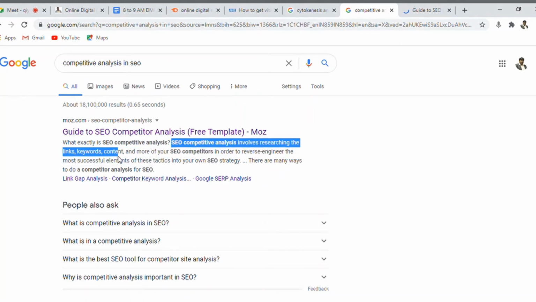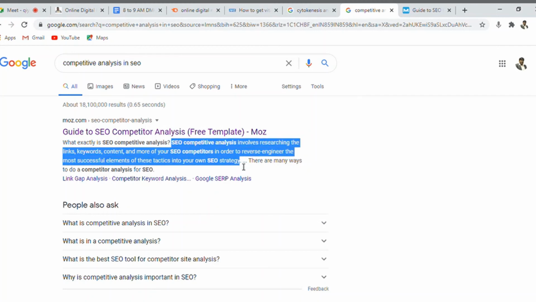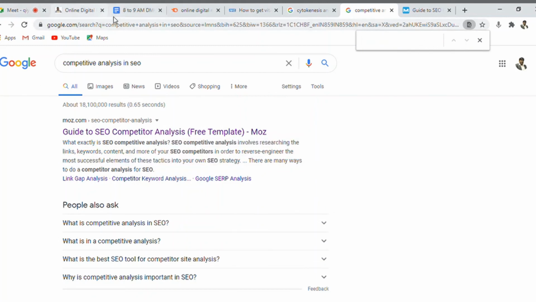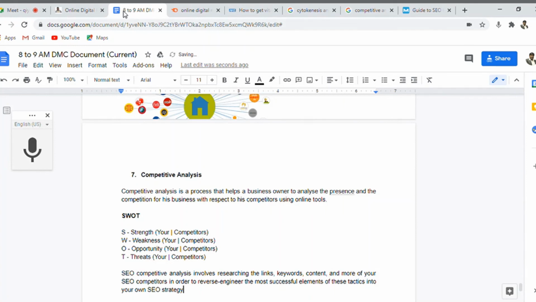Researching the links, keywords, content. Obviously links: how many links the website is receiving, how many internal links it has, how many outbound links it has, how many backlinks it has, how many do-follow links, how many no-follow links. How many keywords is this website ranking for? What is the quality of the content? By understanding the competitor's activity, we will build our own strategy. So it is reverse engineering. Whatever strategy they are following, we will also try to follow, so that we also get successful and fruitful results. This is one opportunity. This is the definition that we have taken from the internet.